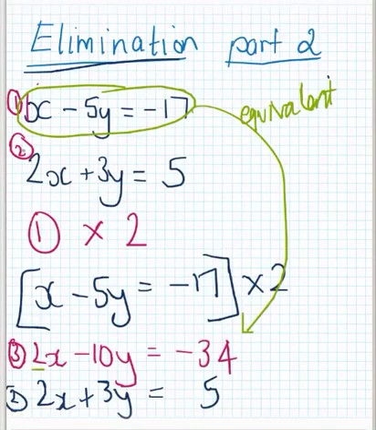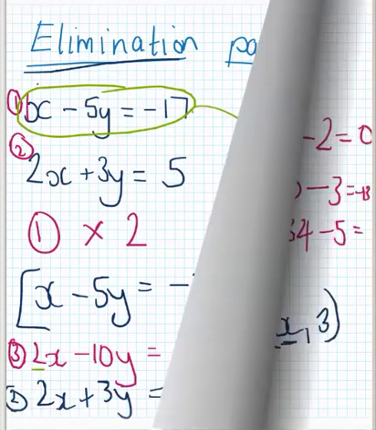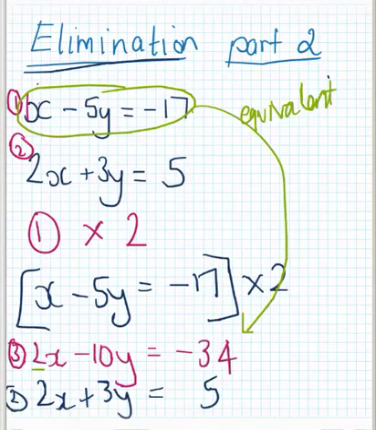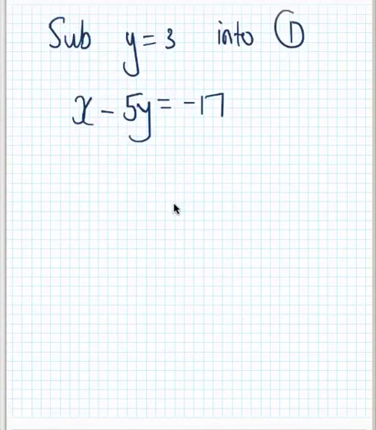You technically can use equation 3 because it is equivalent, but in case you made a mistake when changing it, it's best to go to what you started off with. So I might use equation 1 to find my x value. So now there's my equation 1. I'm going to substitute when y equals 3.